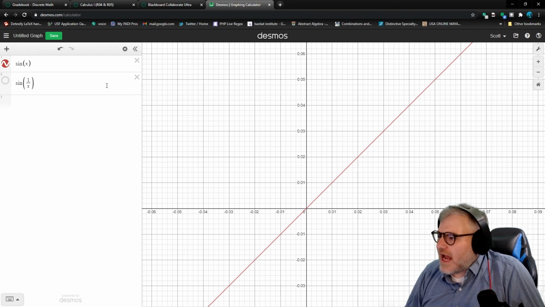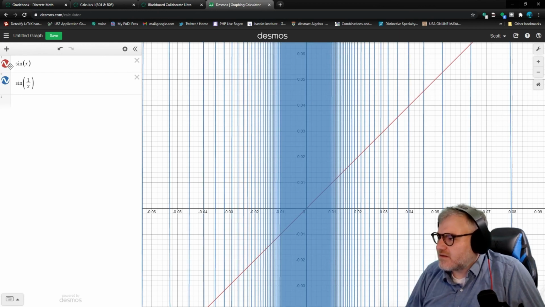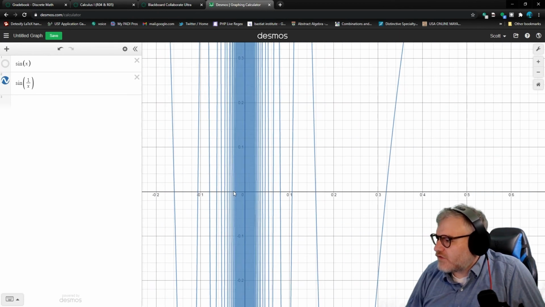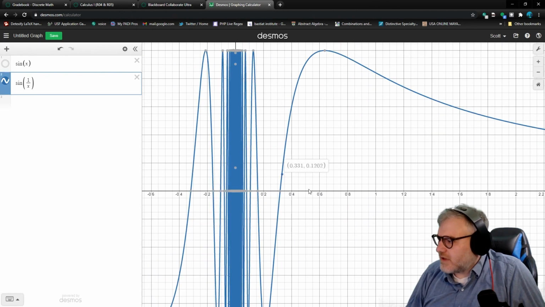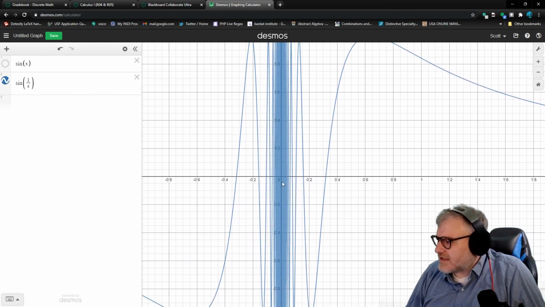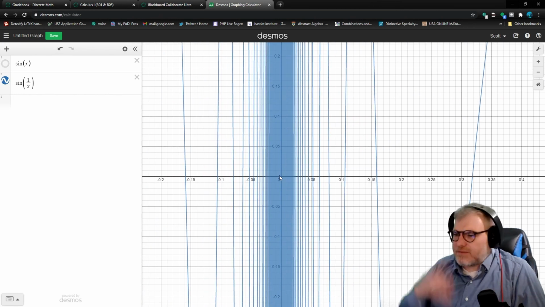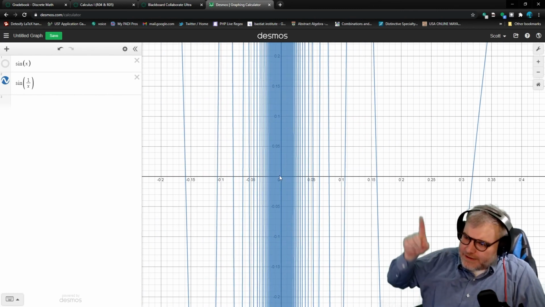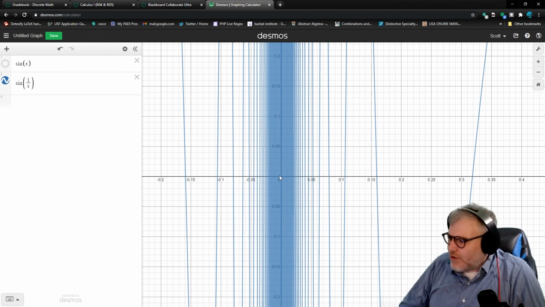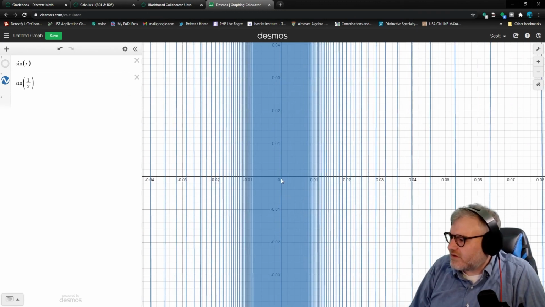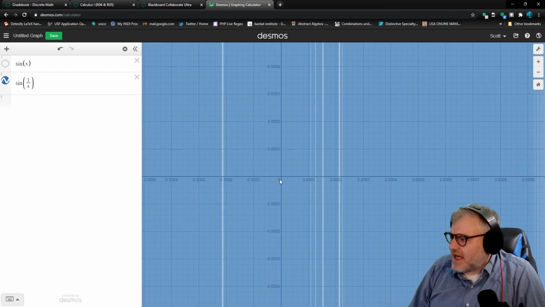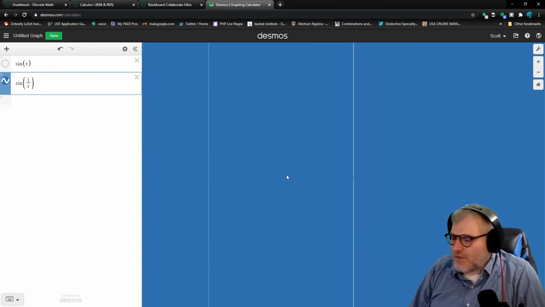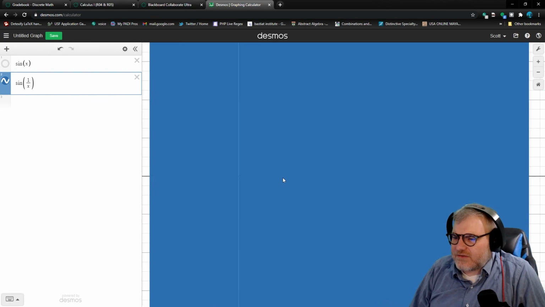But look what happens to 1 over x. There's no amount of zooming in that makes it settle as I head towards 0. As I head to 0, this thing keeps going brrrr, and it never settles. I keep zooming in and I never get something. As I approach 0, it just never settles.